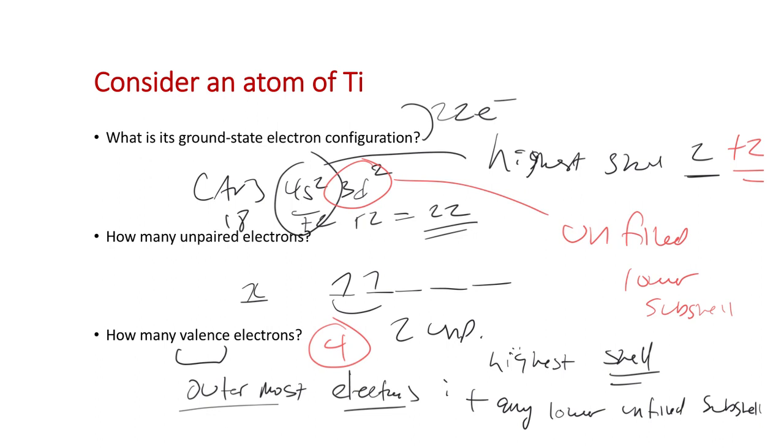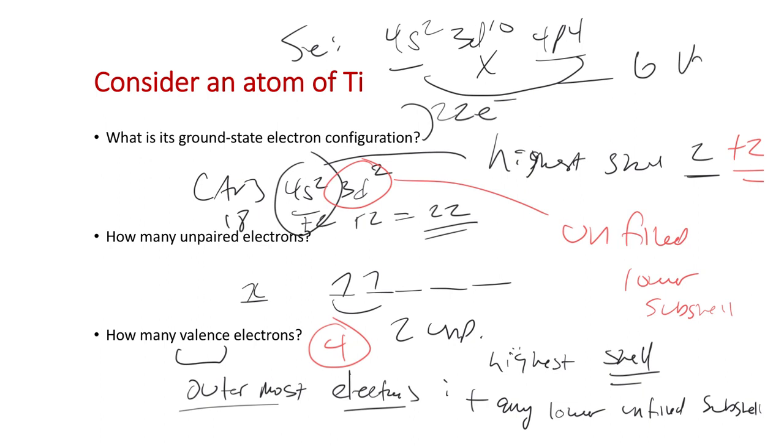So the highest n value plus whatever's in a lower subshell, a lower n value that we haven't yet filled. Let's go back to selenium for an example. So we saw selenium before was the 4s2, 3d10, 4p4. And so here we're not counting these 10 towards the valence because that d subshell is filled, and the highest n value, the highest shell is 4, so I get 6 valence electrons.